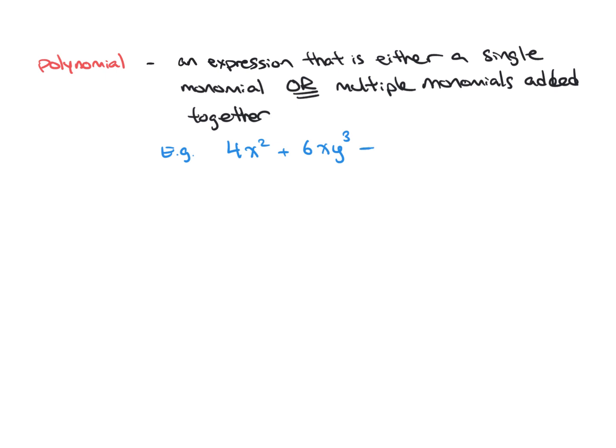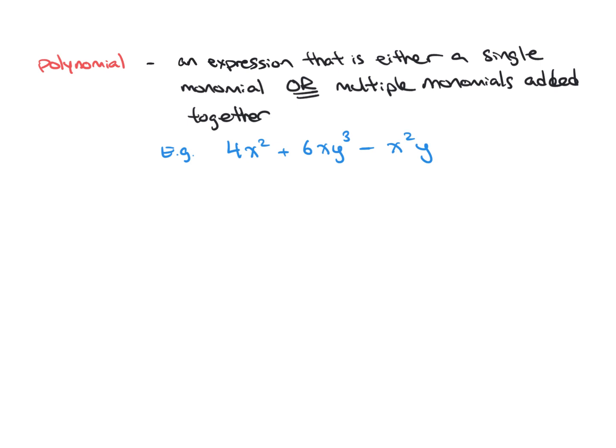There can also be a minus sign. I'll just say x squared y. Minus sign, it pretty much counts as adding as well. It's just like adding a negative. Okay, so now I've got three monomials added together. So this still counts as a polynomial.